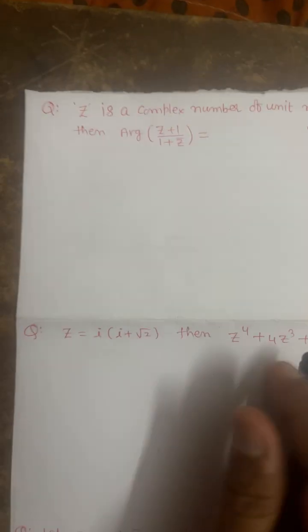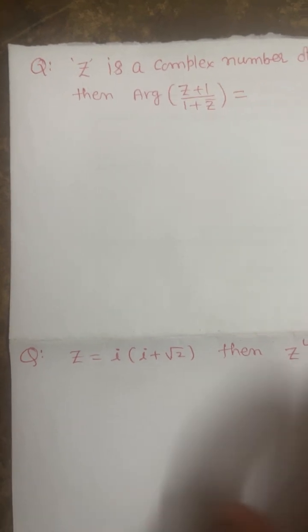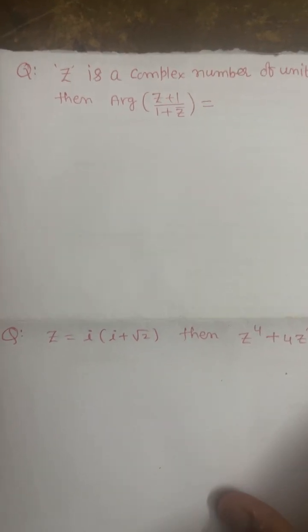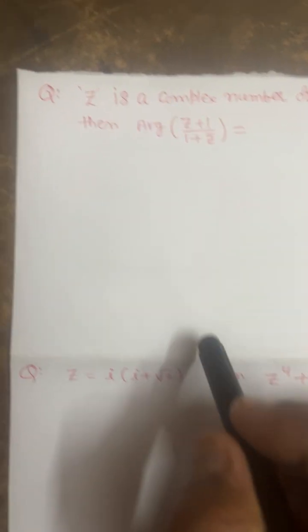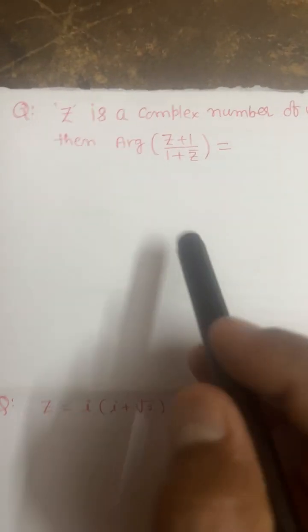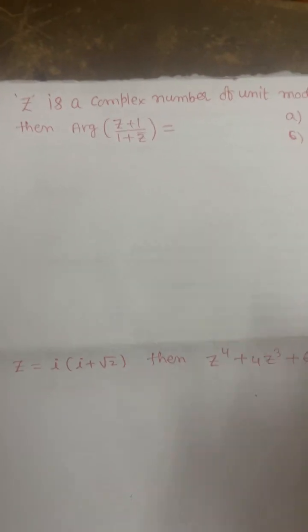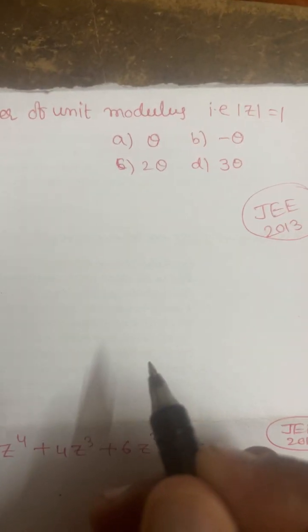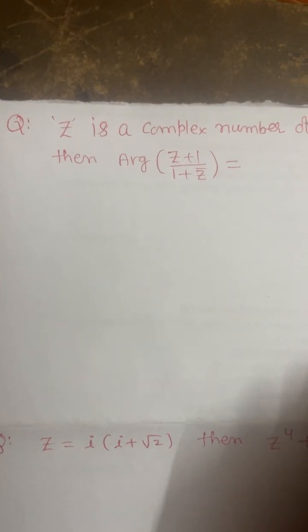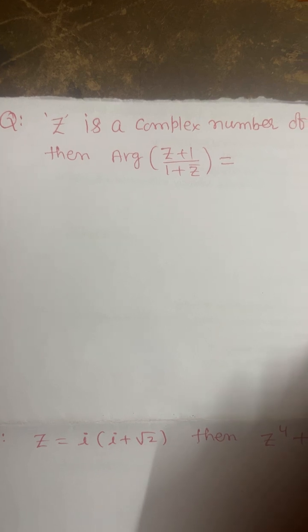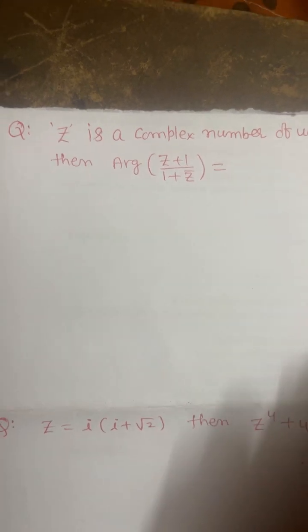In this video, I am going to discuss complex numbers, previous JEE Mains type questions. Let us have a discussion. Z is a complex number of unit modulus, mod Z is equal to 1. Then argument of (1 plus Z) by (1 plus Z bar) is equal to.